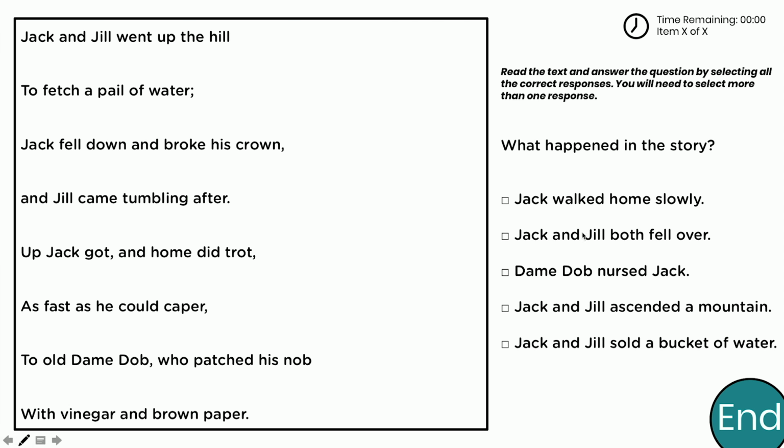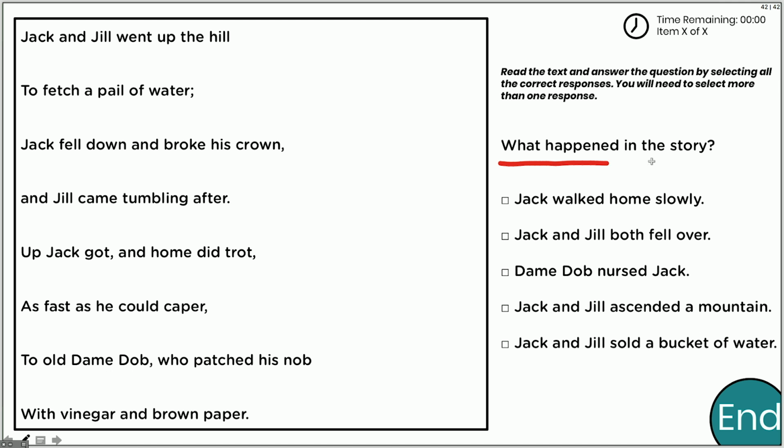Okay, so let's make sure we read the question prompt. So what happened in the story of Jack and Jill? So Jack walked home slowly. Okay, we're looking at this sentence here. It says, up Jack got and home did trot. I don't know if you know this in English. Again, this is Old English. So this is a synonym.